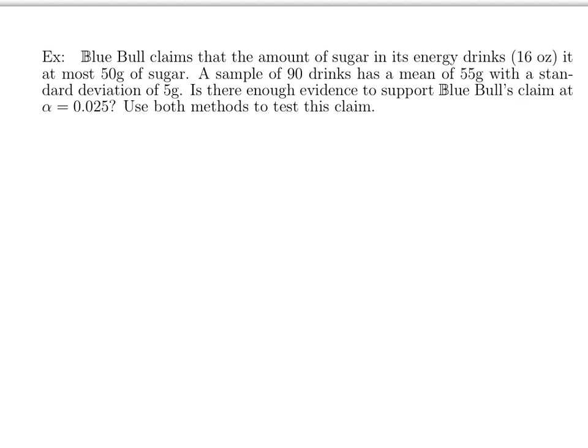So this is what it says. The claim here is that the average is 50 grams of sugar. And the alternative is going to be that mu is greater than 50. And the reason for that is that X bar is 55, which is more than what the company is claiming. Here, the standard deviation is 5, and alpha is 0.025. Okay, so step one is the hardest part, so I did that for you right now.